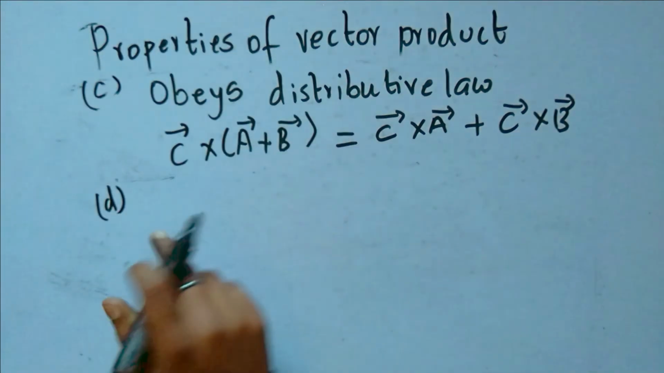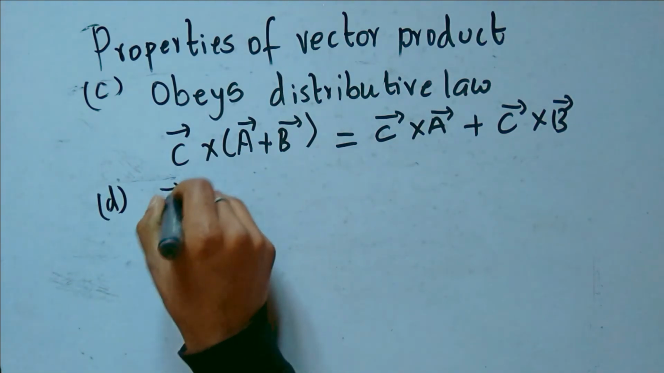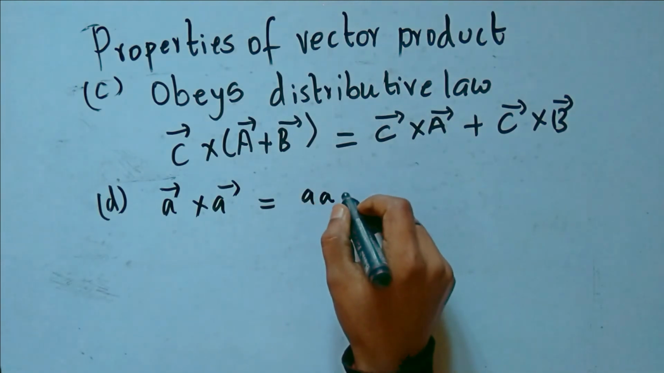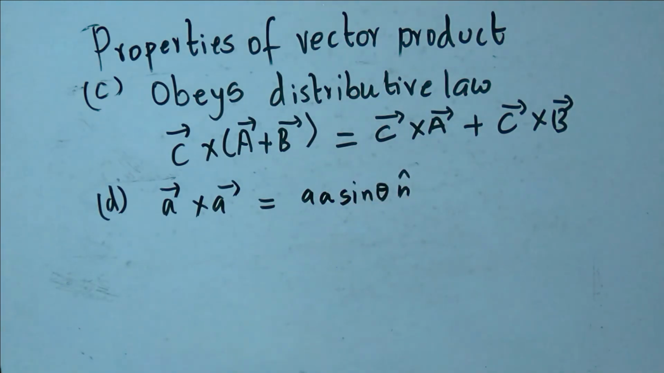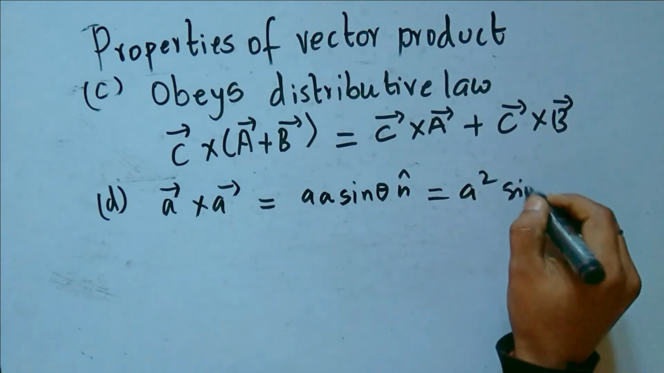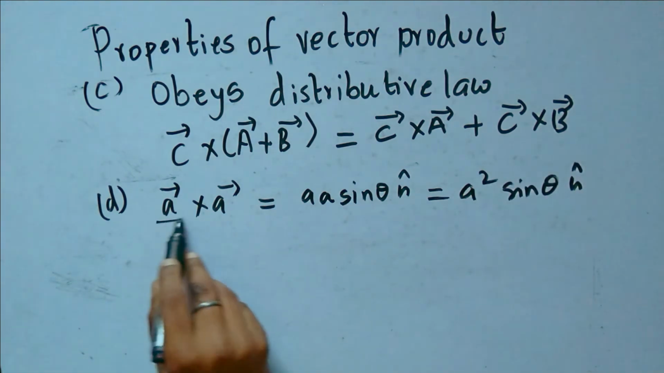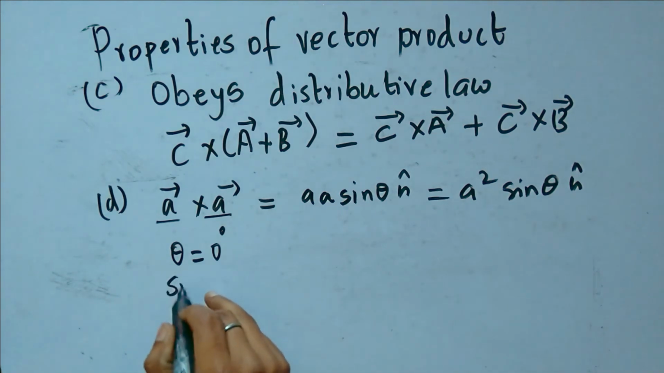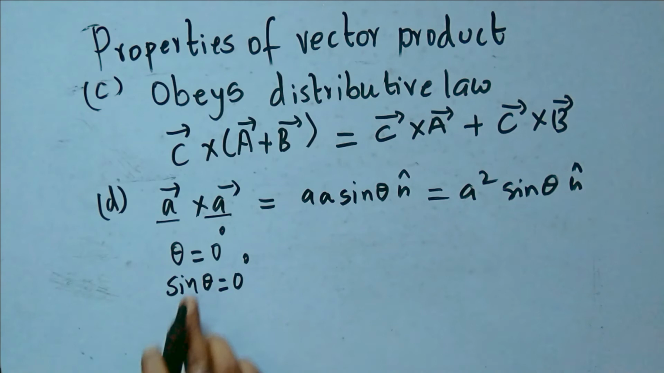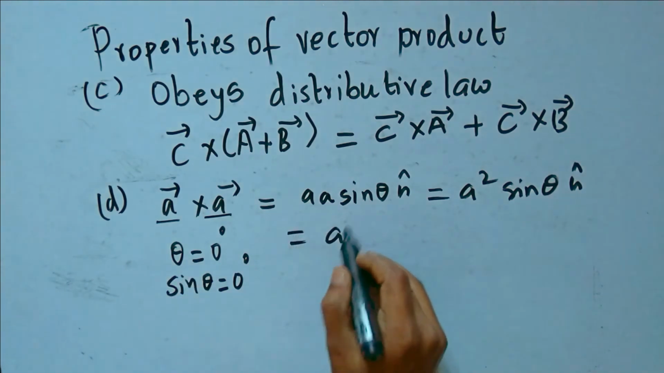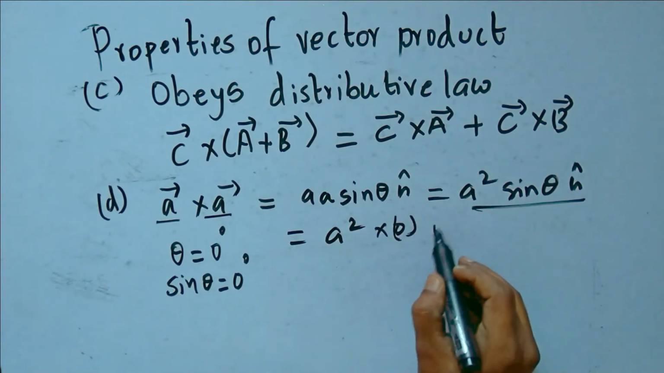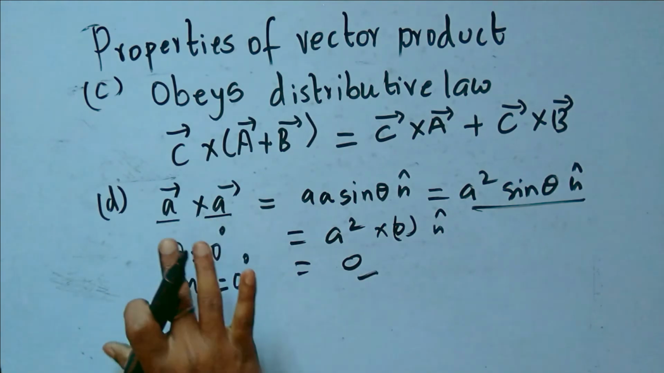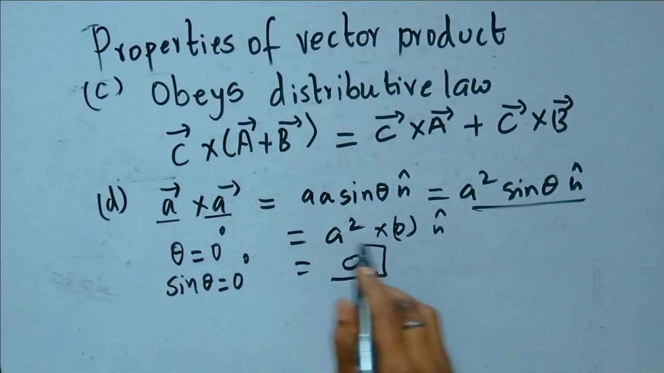If we carry out vector product of a vector with itself, which means A cross A, it will give A times A sine theta n cap, which is equal to A square sine theta n cap. We know these two vectors are the same vector, so theta has to be 0 degree. So sine theta is equal to 0 because sine 0 is equal to 0. So A square times 0 n cap is equal to 0. So the cross product or vector product of a vector with itself is 0.